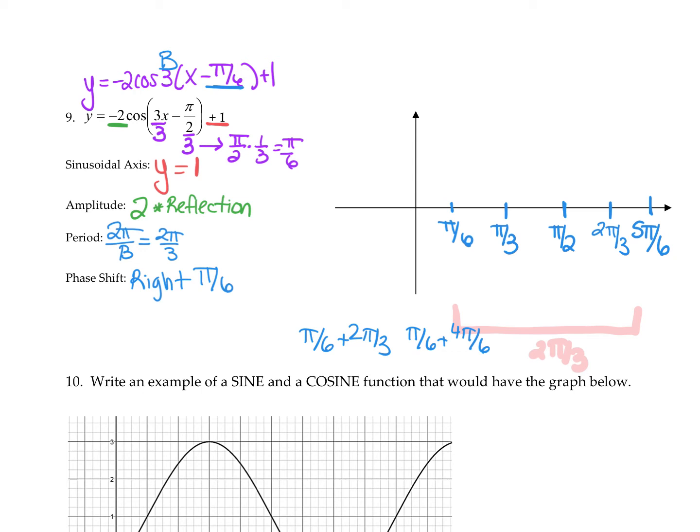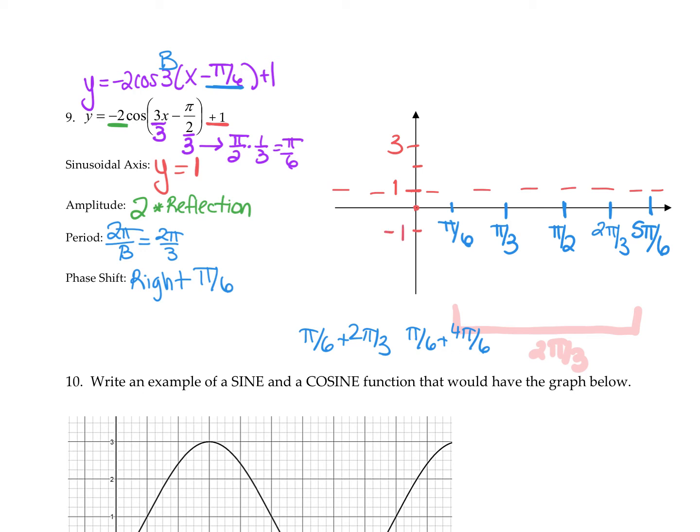So if I start at pi over 6, all right, now we need to do the y-axis. So my sinusoidal axis is at 1. So here's my new middle. My amplitude is 2, so that means my max is at 3, and my min is at -1.